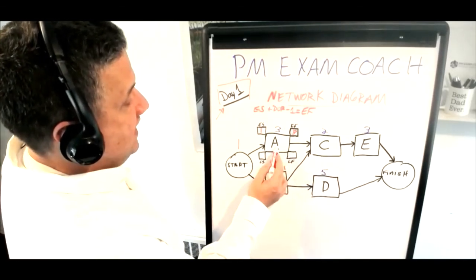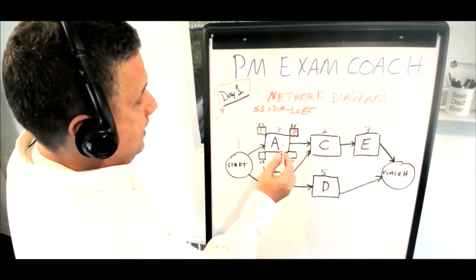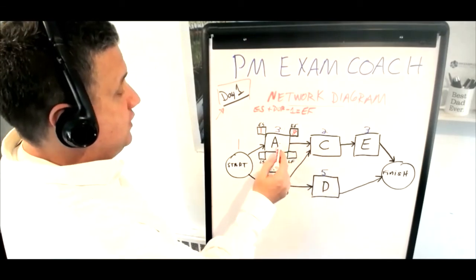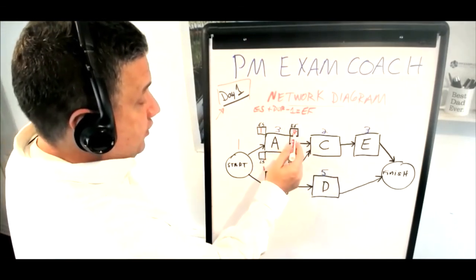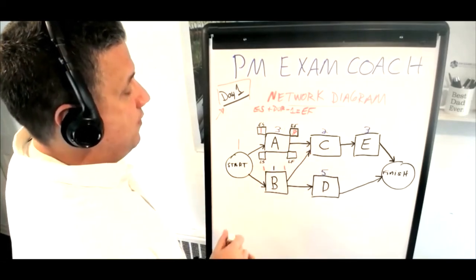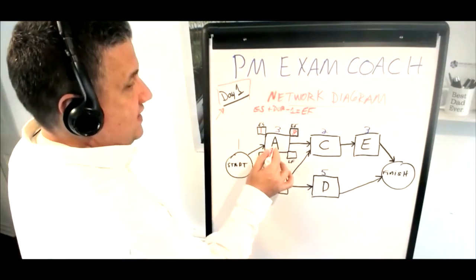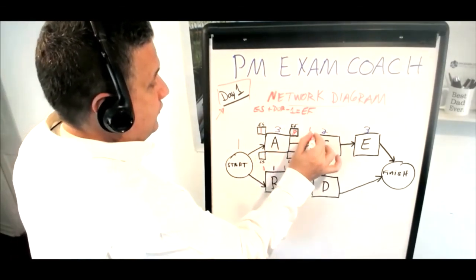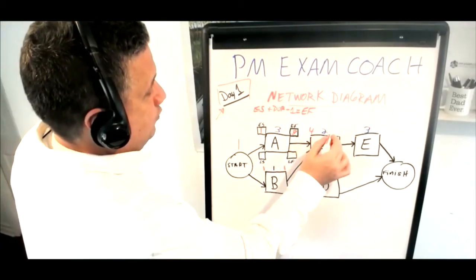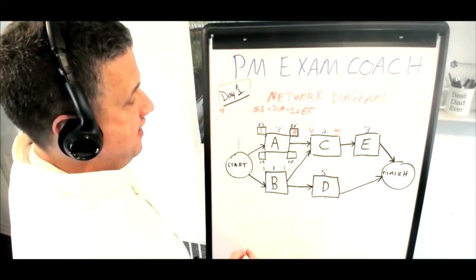All right, now we can see here that activity C is constrained by activity A, which means that C cannot begin until A finishes, and A doesn't finish until 3. So what day will C start on? Will it start on 3? No, because that's the day that A is finishing. It will start on day 4. All right, 4 plus 2 minus 1. Activity C ends on day 5.